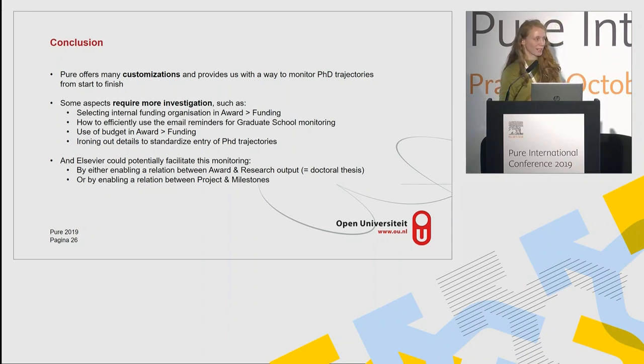I've written on the slide already, Elsevier can facilitate some of these things if they see that there's interest from other customers as well. We hope that there is. So we could either enable a relationship between the awards and research output, so the doctoral thesis. This would cut out this duplication of files. Or, which might be more conceptually logical, by enabling a relation between projects and milestones, or in fact implementing milestones within a project. That would actually make more sense.